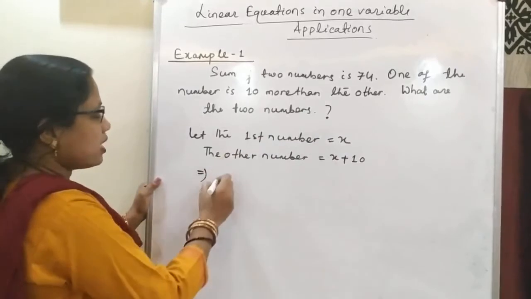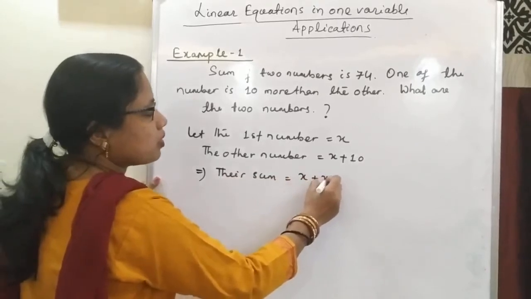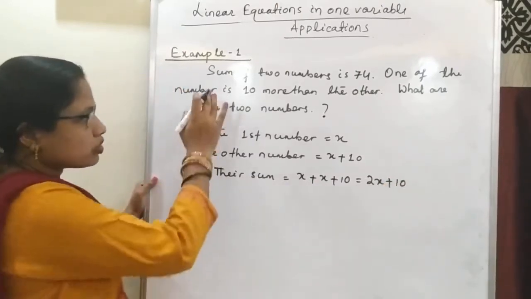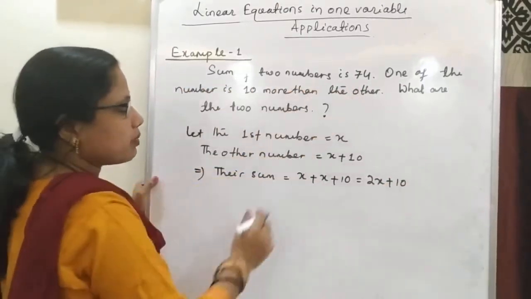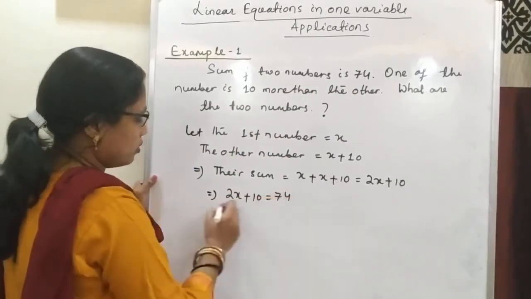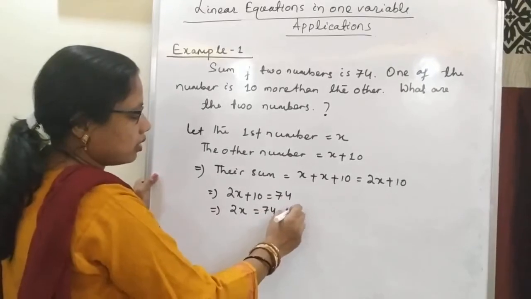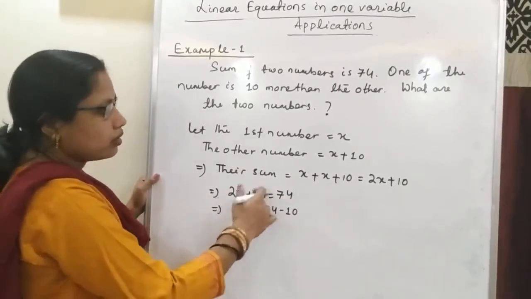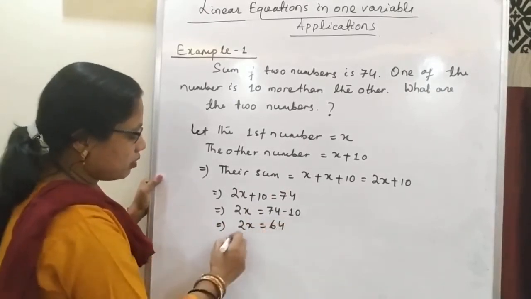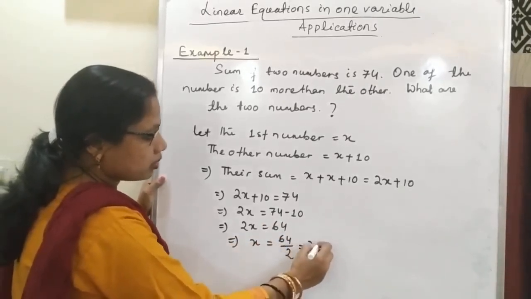So this implies their sum is x plus x plus 10, which is equal to 2x plus 10. But in the question it is given that the sum of two numbers is 74. So this implies 2x plus 10 is equal to 74. So 2x is equal to 74 minus 10. Here, I transpose 10 to the right hand side. So 2x is equal to 64. So x is equal to 64 by 2, which is 32.